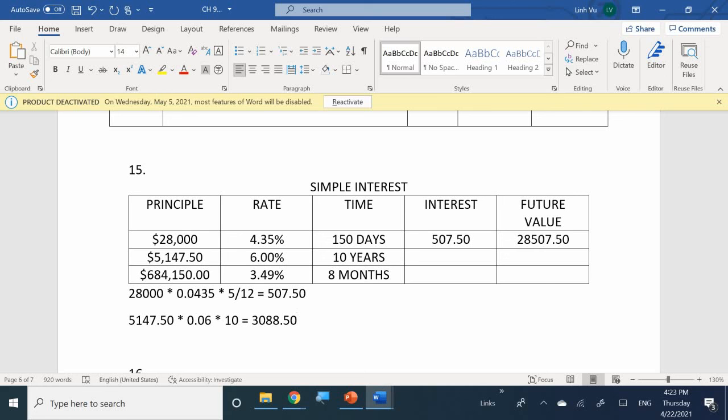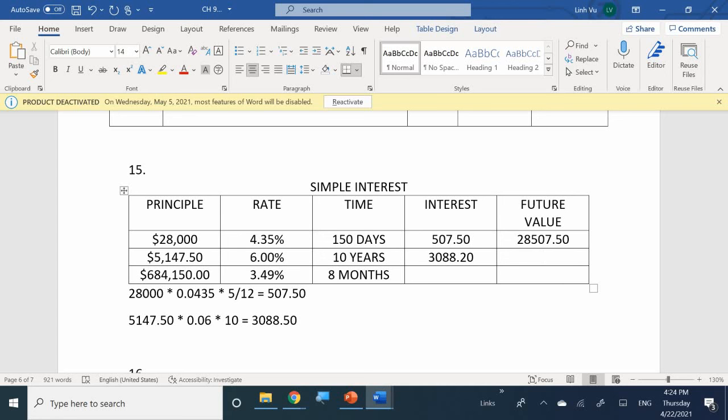5,147.5 times 0.6 should give you 308 times 10. Good. Excellent. $3,088.20. Okay, so therefore, what is your future value? 48 cents or 50 cents? I thought it was 50 cents. Yeah. Hold on, let me do it again.